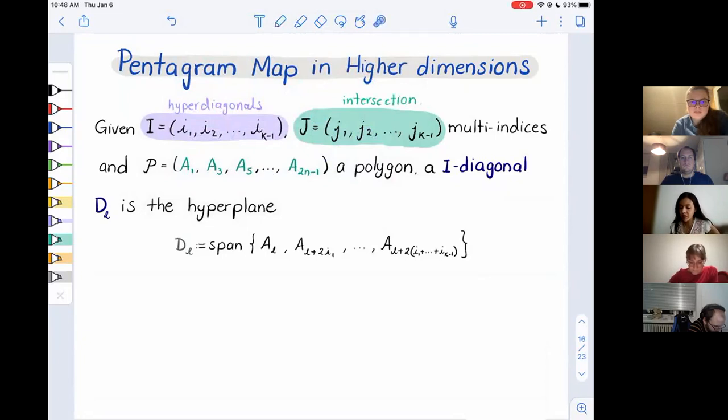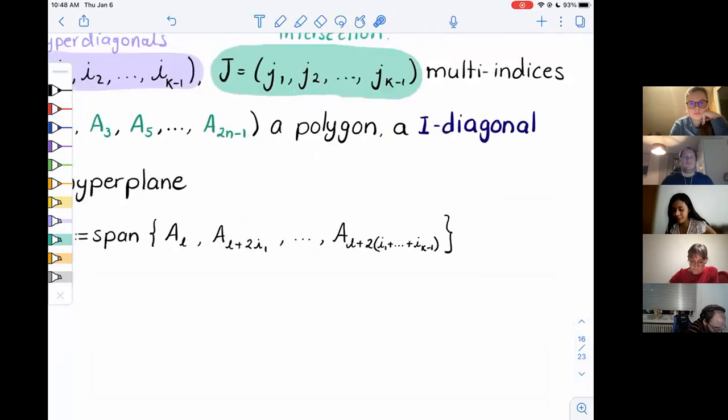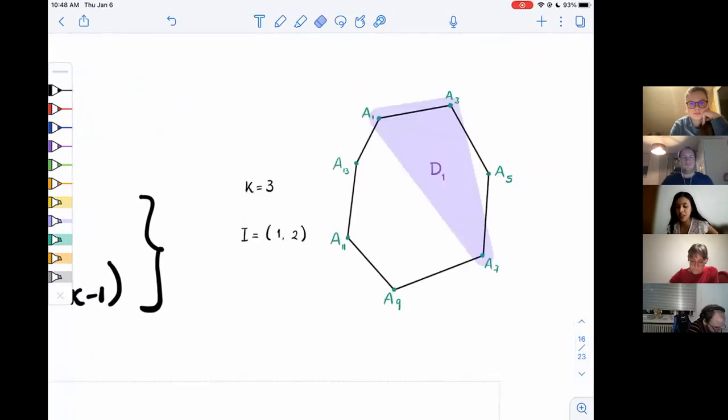So if I have these multi-indices, then I can define the pentagram map as follows. First of all, for these hyperdiagonals, for this subindex I, the hyperdiagonal is defined as this one. Now let me give you an example, because with subindices you can get lost very easily. So for instance, here I'm taking dimension k equals 3. If I have dimension k equals 3, then I need a multi-index that has 2 entries, 1 and 2. And then the diagonals are going to be constructed as follows.